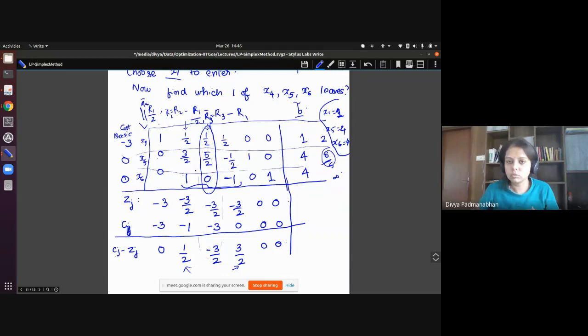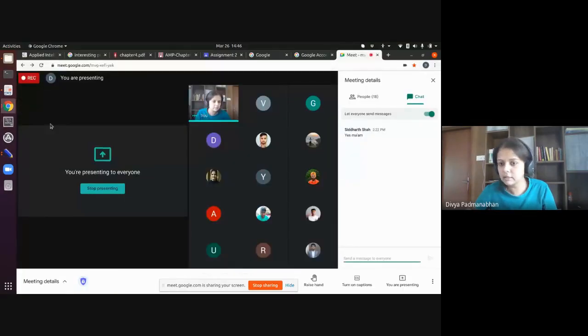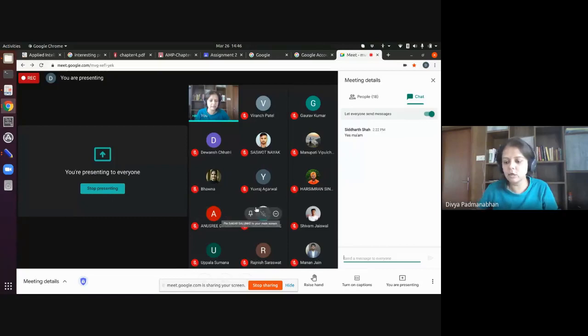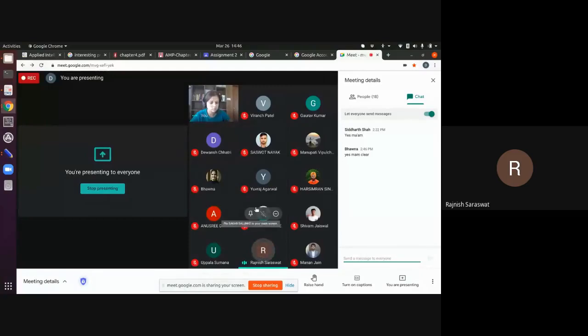Okay, so I'll leave it as an exercise to complete the simplex procedure for this example. So I hope this is clear, right? The sequence of steps. Are there any questions on this? Actually, steps are clear, but I have another doubt here.